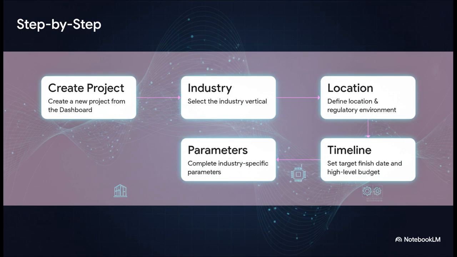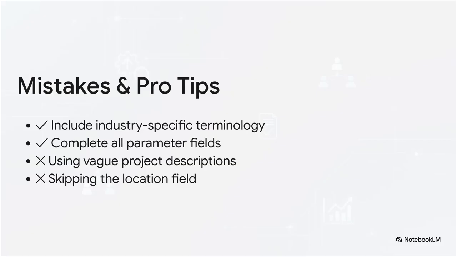Before moving to the next step, make sure you aren't falling into some common traps. Please, whatever you do, avoid vague descriptions like "new system." Specificity drives quality. Also, never skip that location field. You might be tempted to, but it drastically impacts how the AI factors in regulations and market rates. So, the pro tip here: use specific industry terminology and fill out absolutely every parameter field so the AI can build a highly accurate work breakdown structure and risk profile for you later.